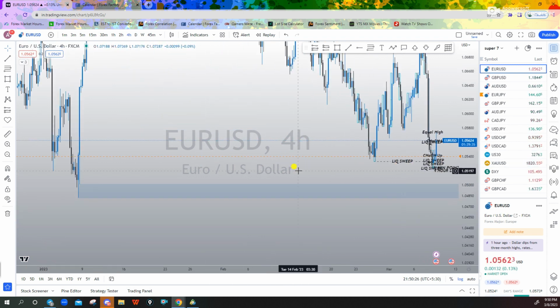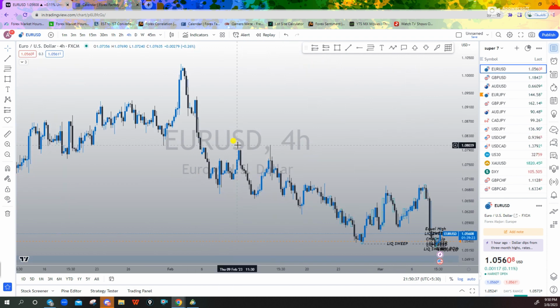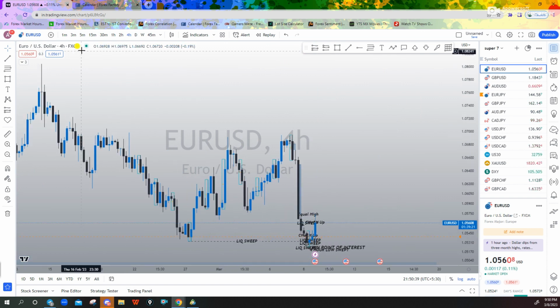Now let's say that after this the market started to fall straight. This was my another point of interest on 4 hour where I will be expecting to go long on Euro USD. So that's done. So that was my 4 hour view. Took out the liquidity. I'm expecting bullish movement.